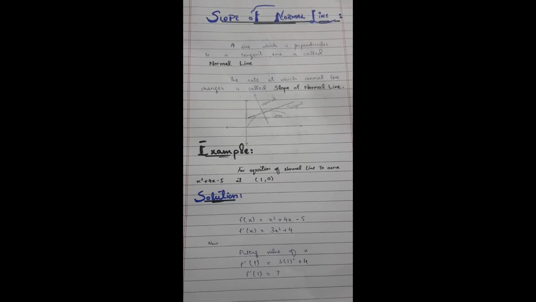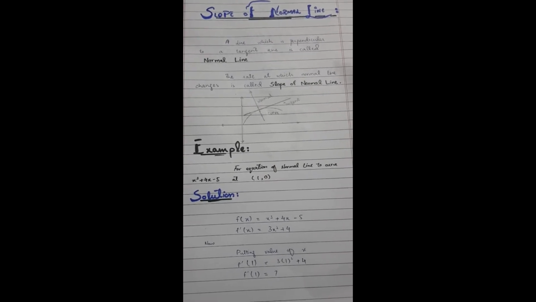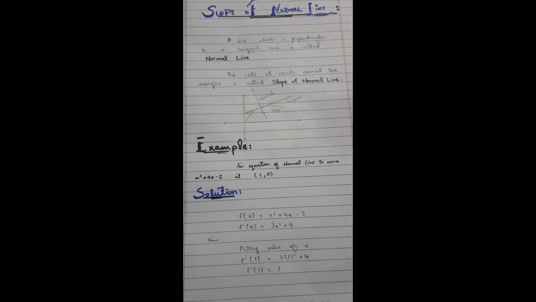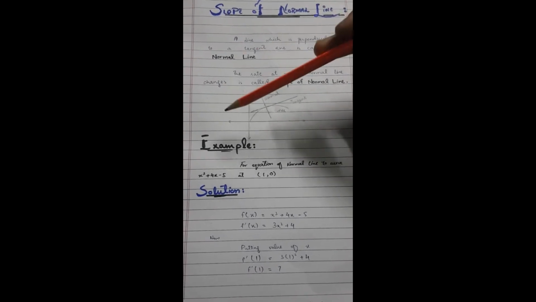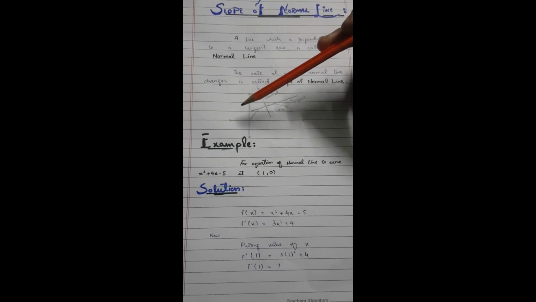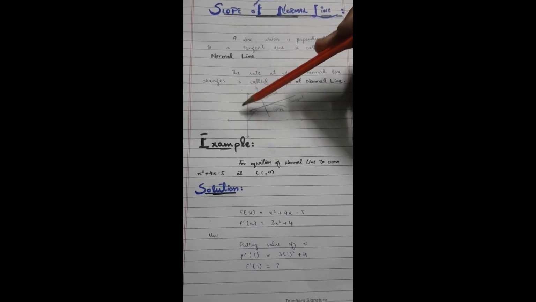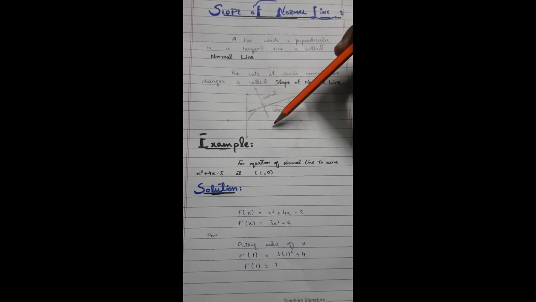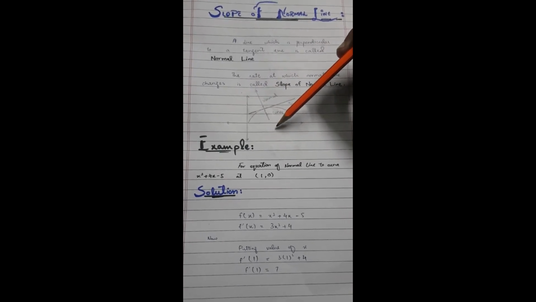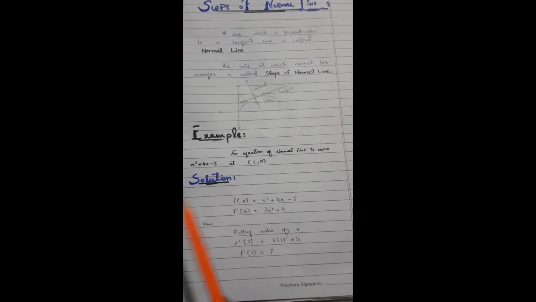And the slope of a normal line is basically the rate of change of this normal line. Or in simple words, the rate at which y is changing, or the value on the y-axis is changing due to the x-axis. That rate of change of this line is basically the slope of the normal line. Now, to explain this, I will be using an example.